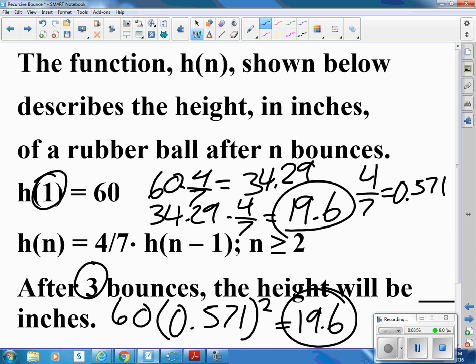Recursive, you have to know the one before it to get it, but since it's following the same pattern, we can just do that same thing twice. Multiply by 0.57 twice.